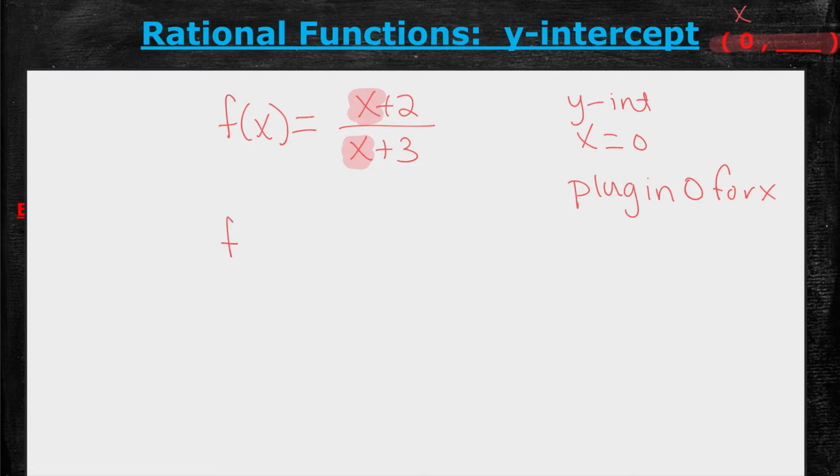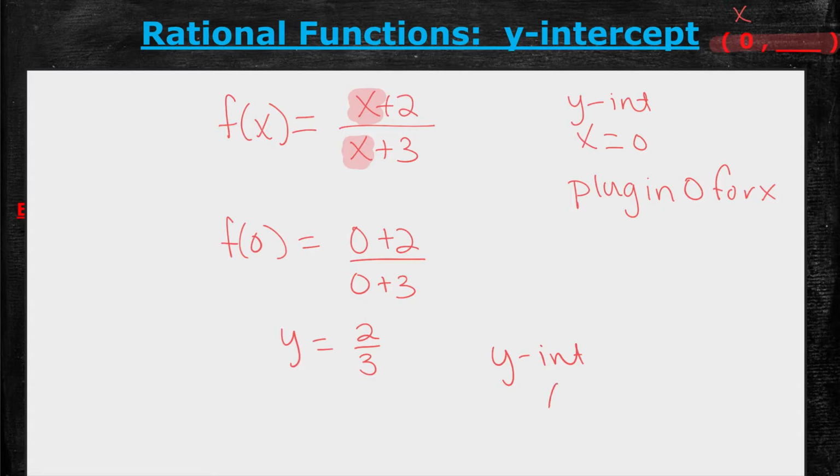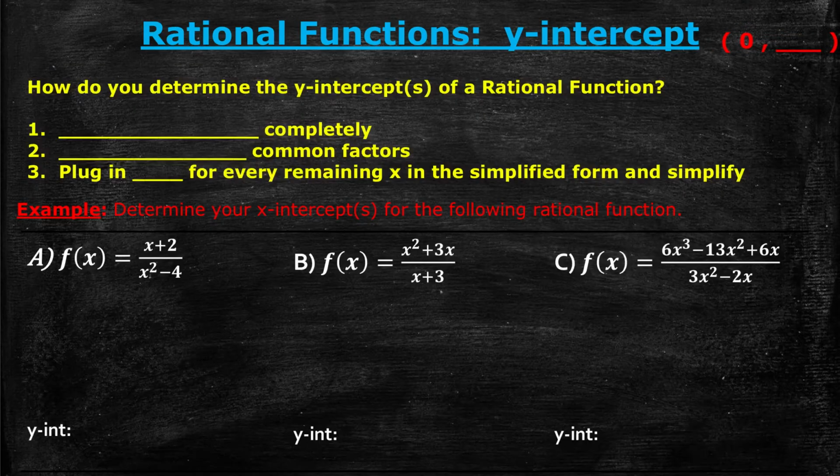F of x equals 0 plus 2 over 0 plus 3. And I guess what I should do is show you that we are plugging in 0 here. And so that's going to give you a y value of 2 over 3. So your y-intercept is 0, 2/3.